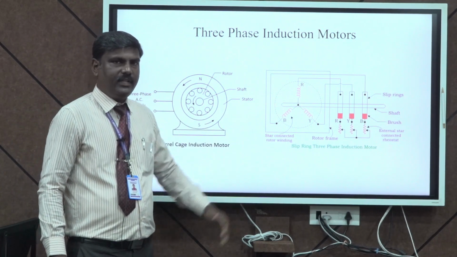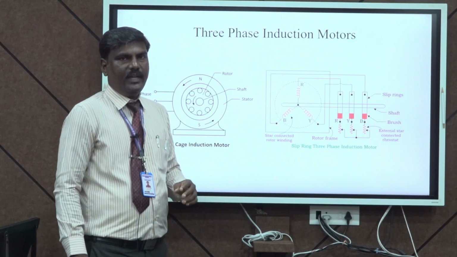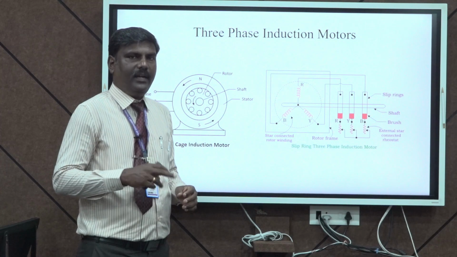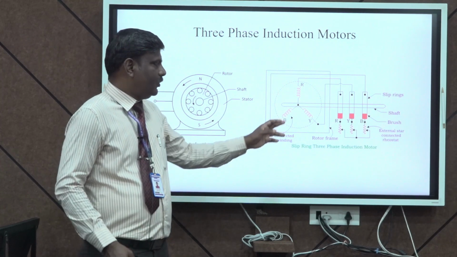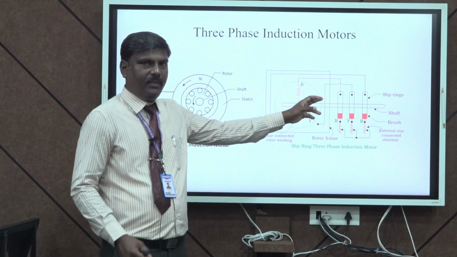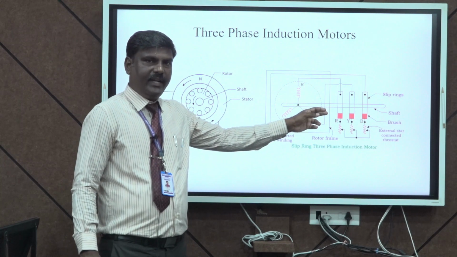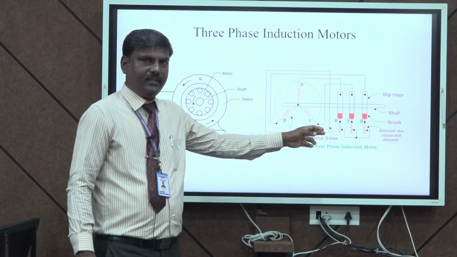Whereas in the case of slip ring induction motor, three phase windings are available in both stator and rotor. That rotor winding is connected to a carbon brush with the help of slip ring. Through carbon brushes, we are able to connect a rheostat.